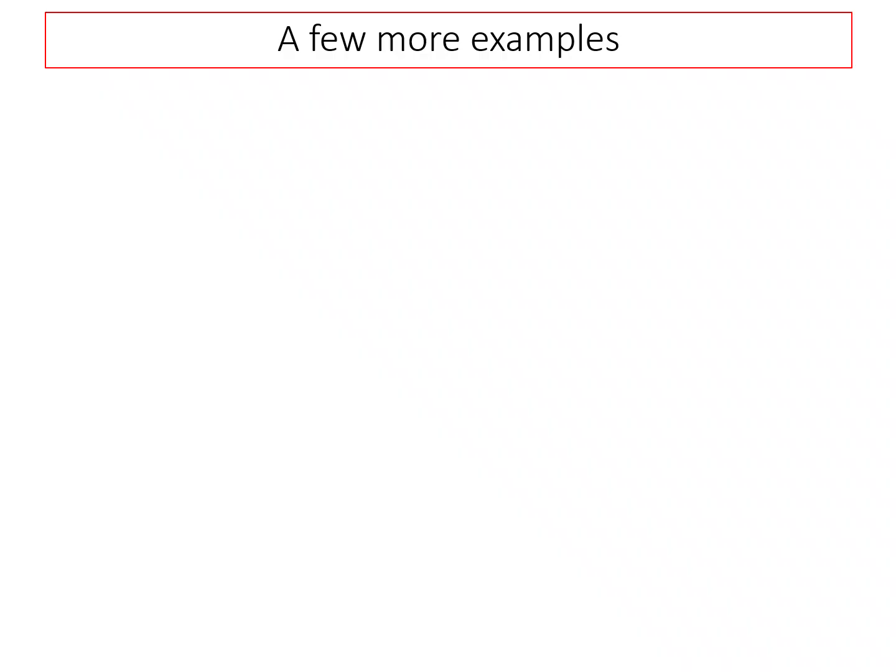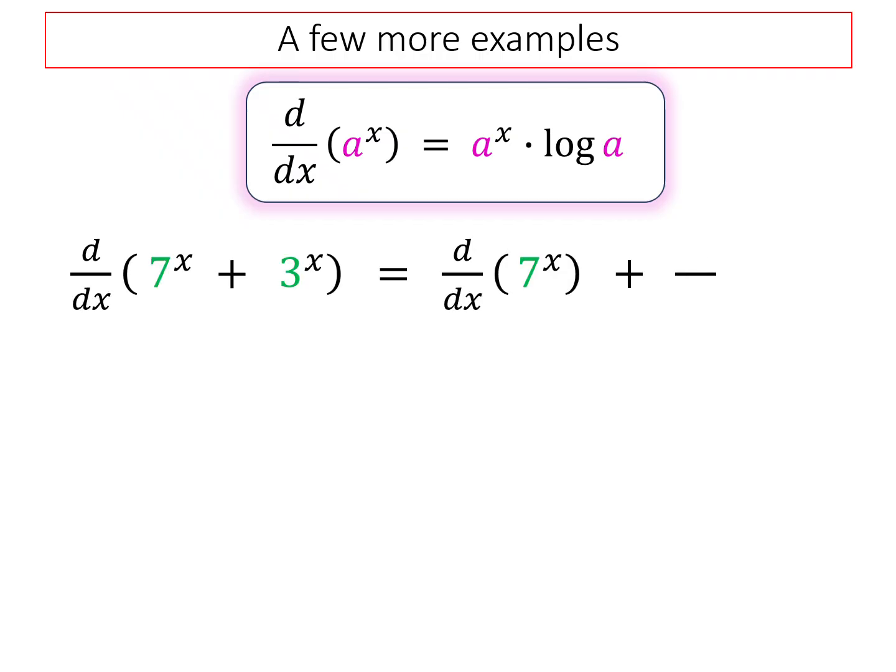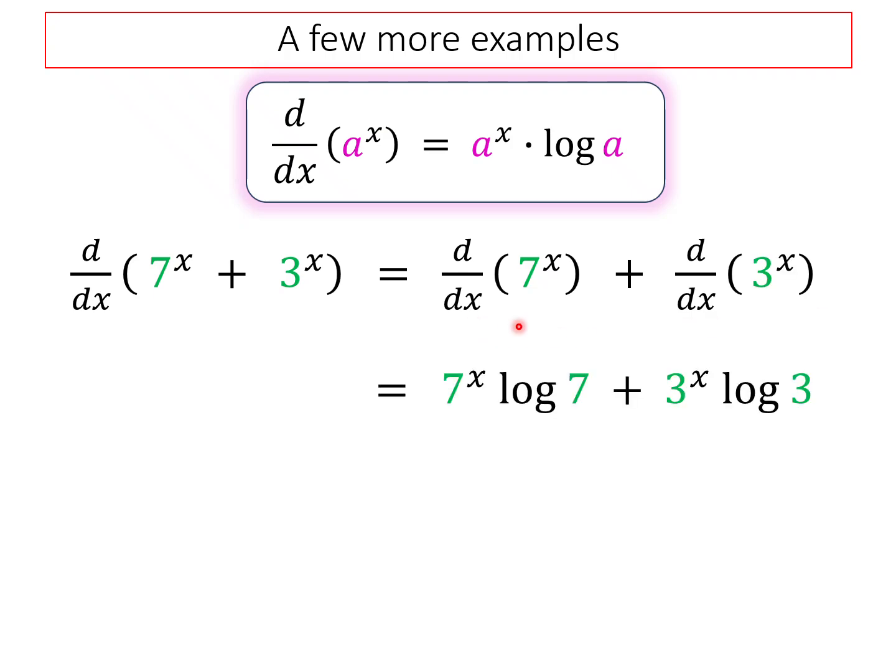A few more examples considering the same formula. d/dx of 7 to the power x plus 3 to the power x is equal to d/dx of 7 to the power x plus d/dx of 3 to the power x, which is equal to 7 to the power x log 7 plus 3 to the power x log 3.